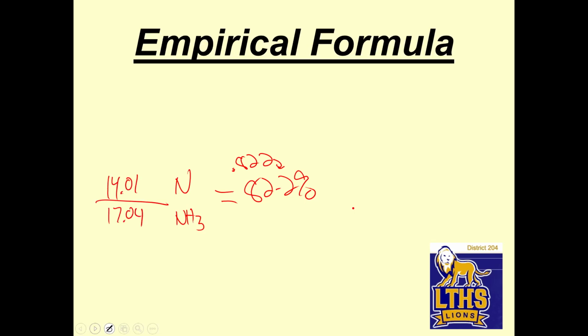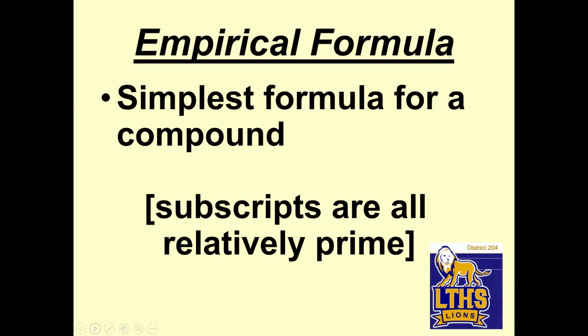All right, empirical formula. The empirical formula is the simplest formula for a compound. Subscripts are all relatively prime. There are some weird things out there, like C12H22O6. That's not an empirical formula because it can be simplified by dividing them all by 2, and you get C6H11O3, and that would be a simplified formula.